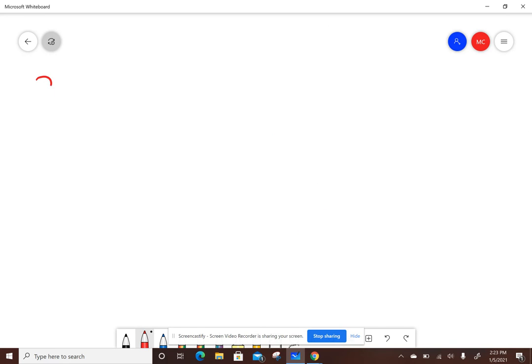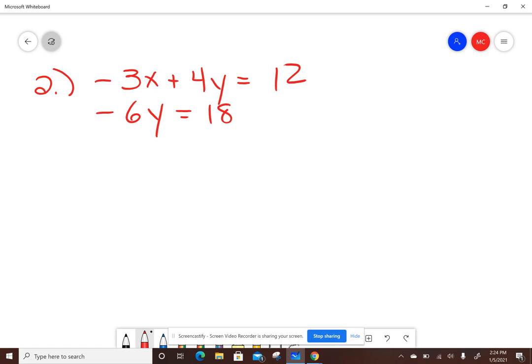So number 2, negative 3x plus 4y equals 12. Negative 6y equals 18 minus 3x. So the first thing I do is rewrite these equations so variables line up and the constants line up. So I'm going to add 3x to both sides. 3x minus 6y equals 18.